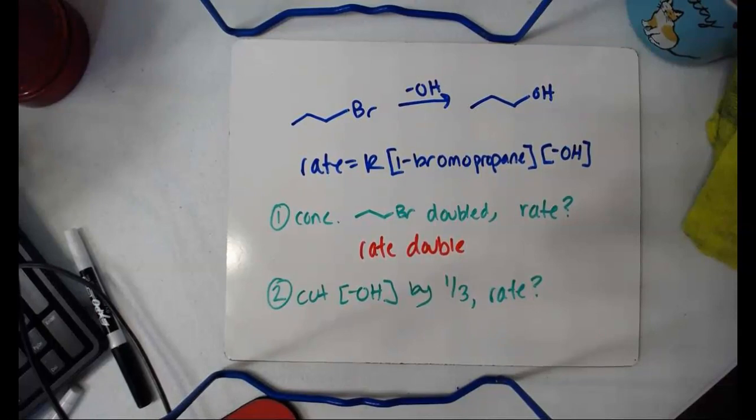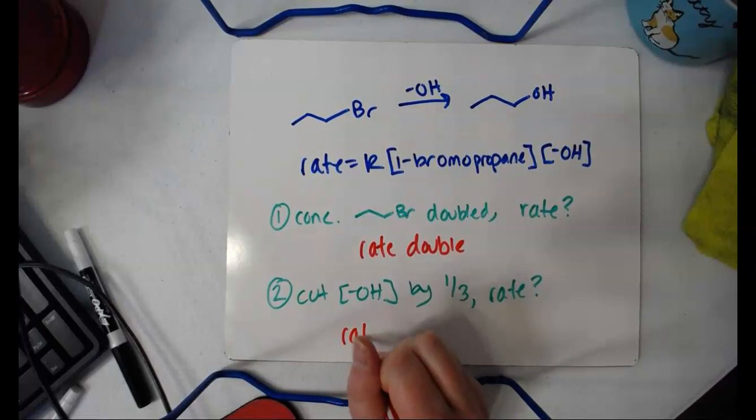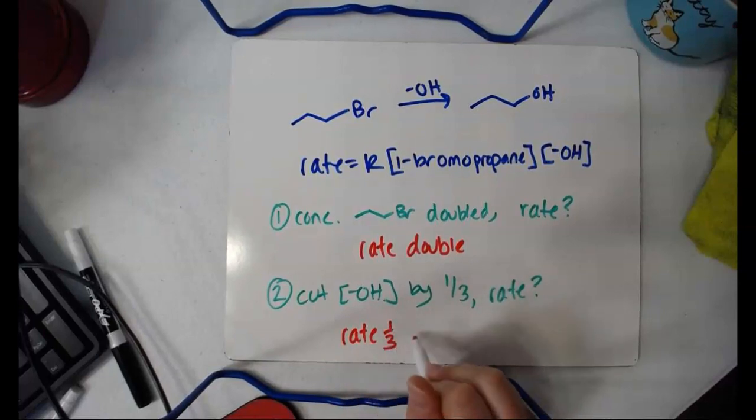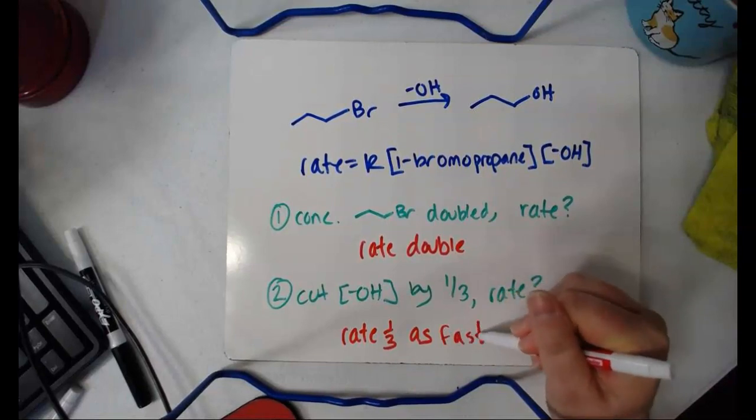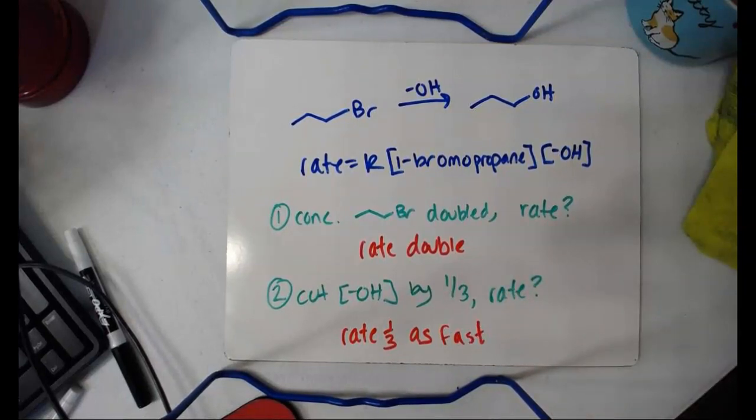How will that affect the rate? The approach is the same. It's going to have a direct relationship. So the rate will be 1/3 as fast. It's going to go much slower, 1/3 of the speed it was going before. So there's a nice direct relationship between those concentrations and the speed of our reaction.